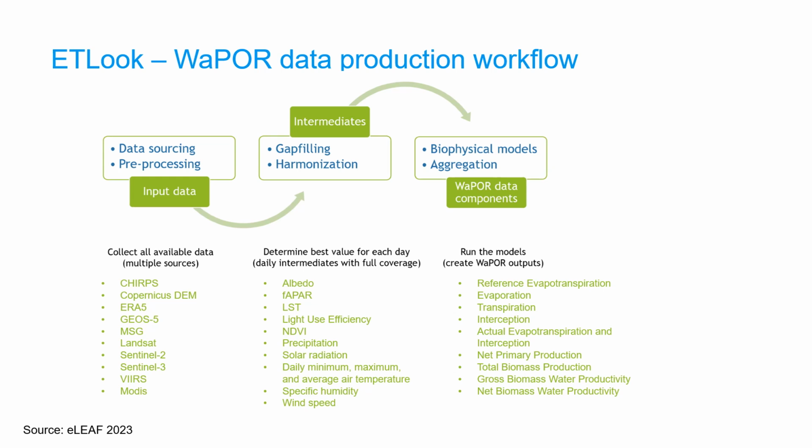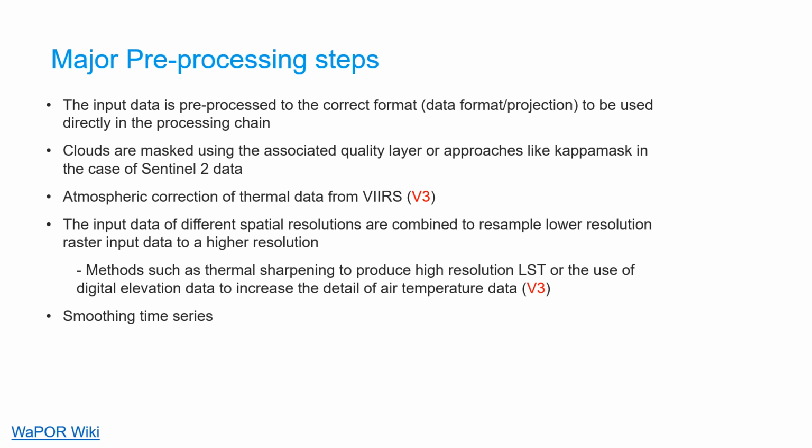The below part of this workflow diagram shows the various input data, the intermediate data sets, and the final WaPOR data components developed after applying the entire WaPOR data production workflow. In this slide, major pre-processing steps are listed. The input data is pre-processed to the correct format in terms of data format and the projection to be used directly in the processing chain of the WaPOR data production workflow.